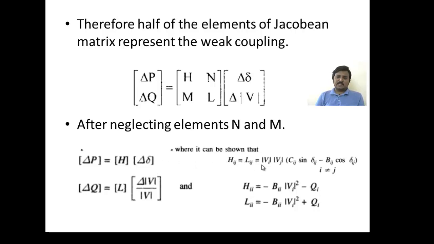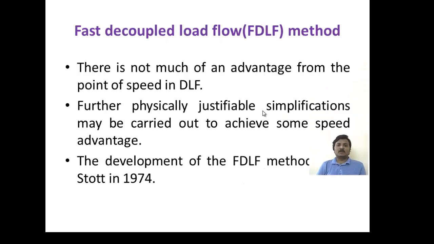So the Hij and Lij values are Vi Vj (Gij sin delta ij minus Bij cos delta ij). This is the equation we already derived in the Newton-Raphson method. Similarly, the Hii value is minus Bii mod Vi square minus Qi, and the Lii value is minus Bii mod Vi square plus Qi. So these are the off-diagonal and diagonal elements of the submatrices H and L.